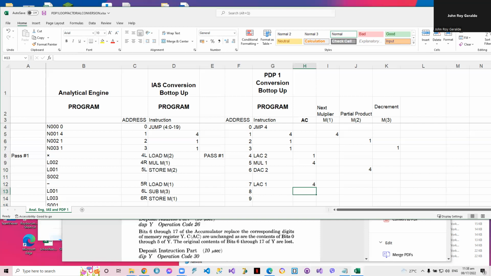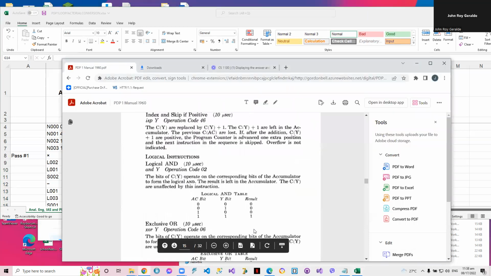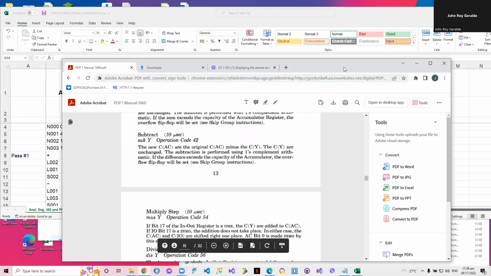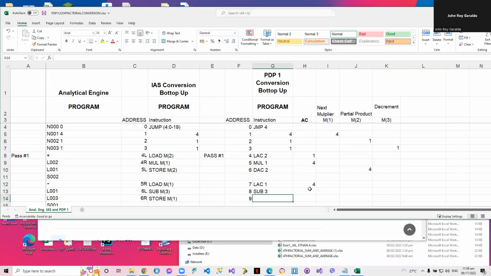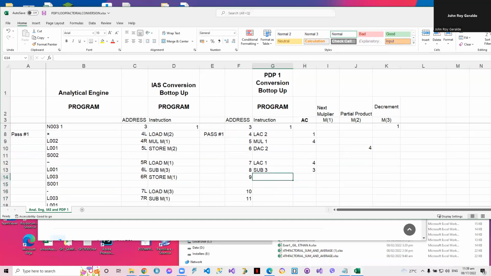And then we sub M of 3. So sub M of 3 is sub 3. Is that sub of this? I think it's sub. Yeah, that's sub. Sub 3. So we will subtract 1, obviously, so this becomes 3 because 4 minus 1 is 3. And we say store M1. So the equivalent again of store is DAC 1. So M1 will now have 3, which is our next multiplier.